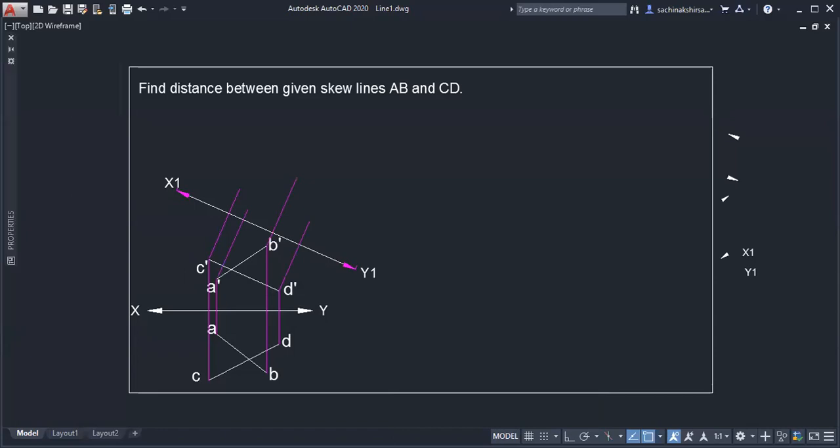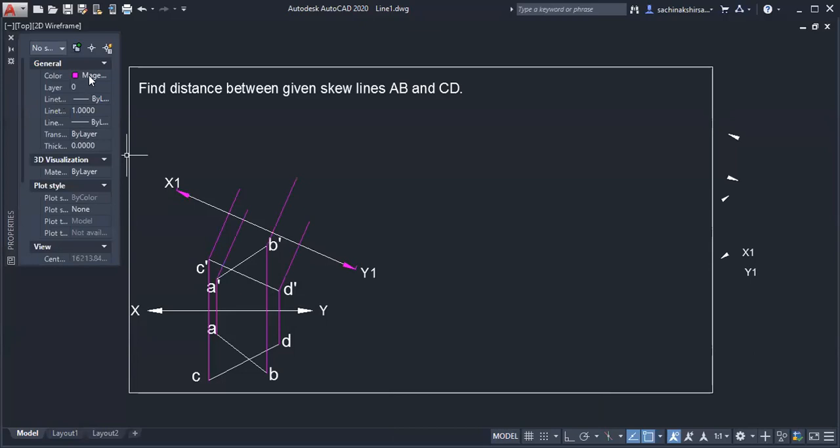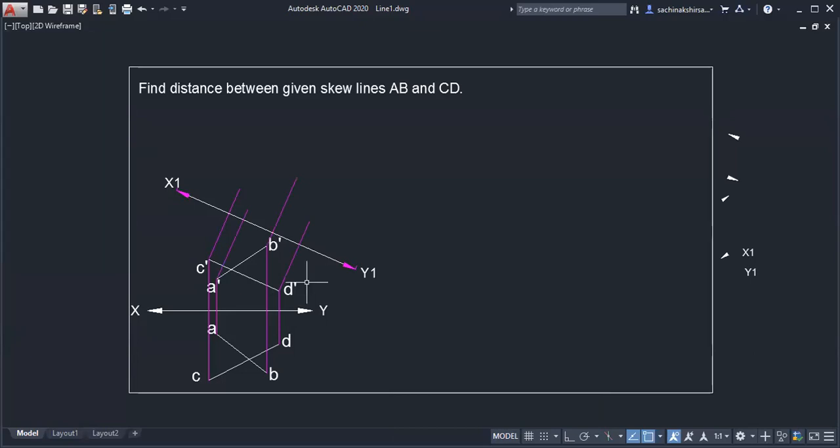I will extend the projectors a little, maybe up to this point. So you can draw something like this. Okay, I have drawn the projectors. After drawing the projectors, what is our aim? Marking the distances. Once we have drawn the projectors, we should mark the distances.